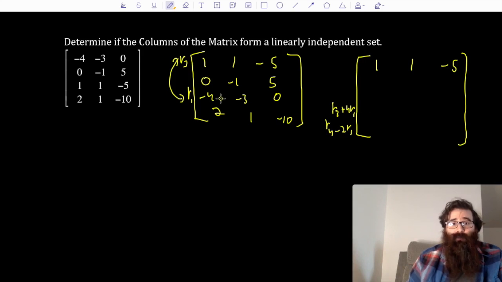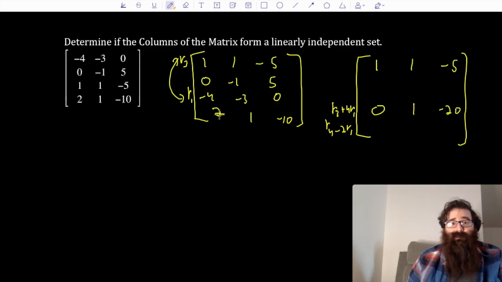So let's see what I get for row 3. I'm going to get -4 plus 4 times 1, which gives me that 0 that I wanted. I'm leaving space for row 2. We'll talk about that later. And then I have -3 plus 4 times 1. -3 plus 4 gives me +1. And then 0 plus 4 times -5. That's going to give me 0 plus -20, which gives me -20.